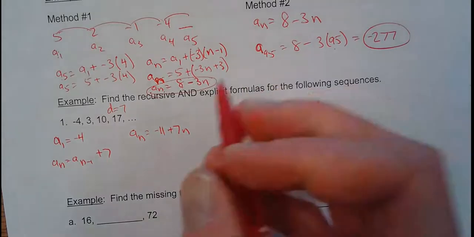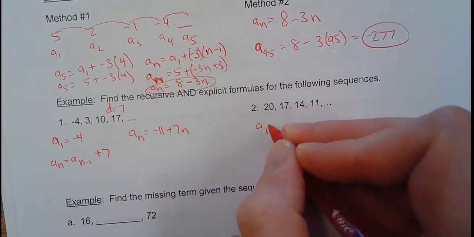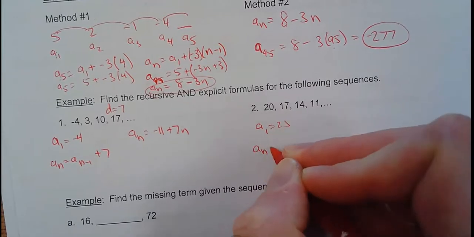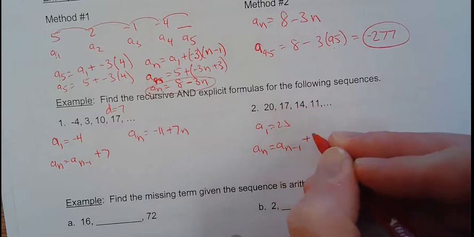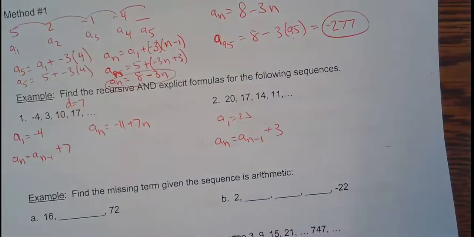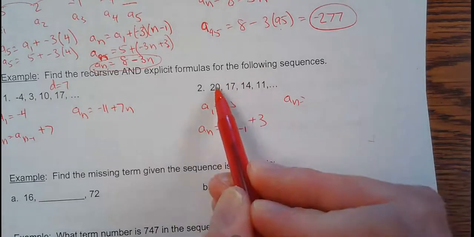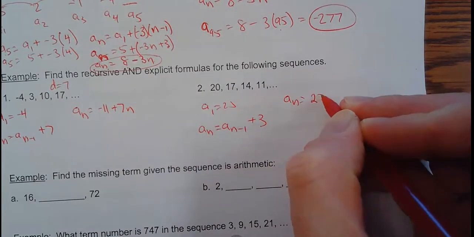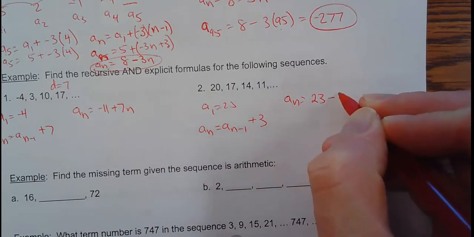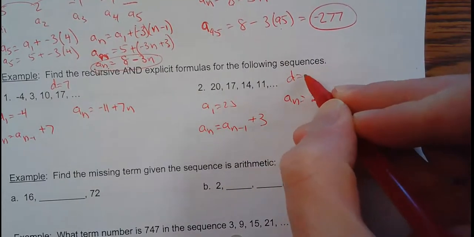Okay. Over here, my first term is 20. Any term is going to equal the previous term plus 3. Your common difference is 3. Or I could say a sub n equals, this is my first term, what's the term before it? What's the y-intercept term? 23 minus 3n, because I'm subtracting 3 every time, so my slope is negative 3. It's decreasing by 3, because your common difference was negative 3.